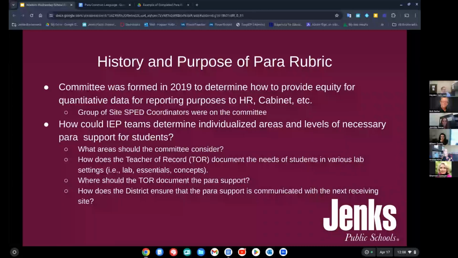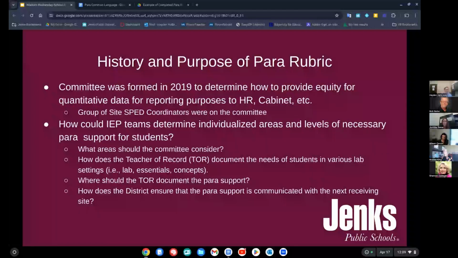In 2019, a committee was formed, and they were looking at this data for reporting purposes, like I said earlier, to HR and our cabinet, to decide what kind of support each site needed for the students. They really want numbers, they want data. In order to do that, we needed some kind of guidance for the school sites. The group consisted of site sped coordinators, all on the committee. They were trying to determine individual areas and levels of necessary para support for the students.